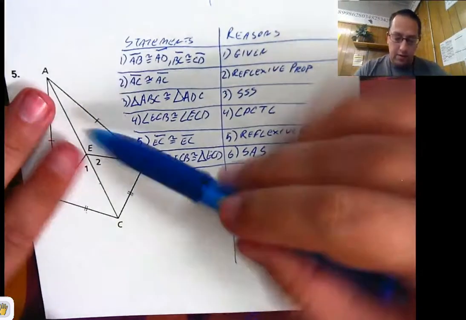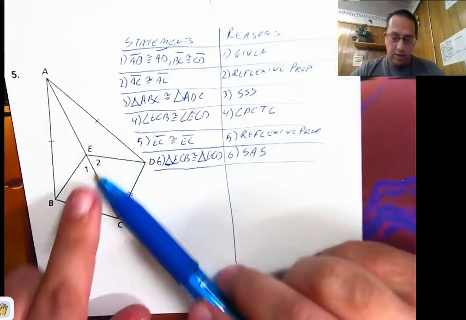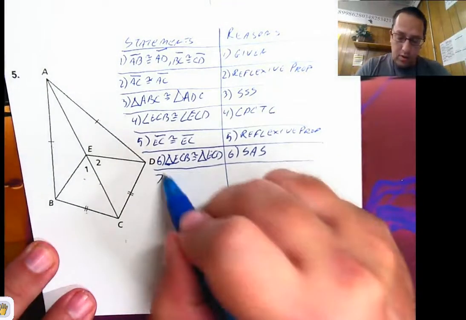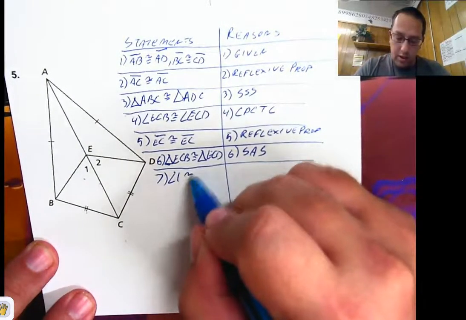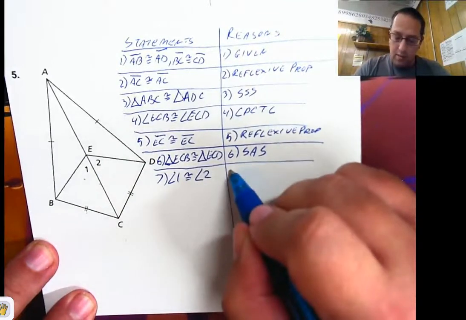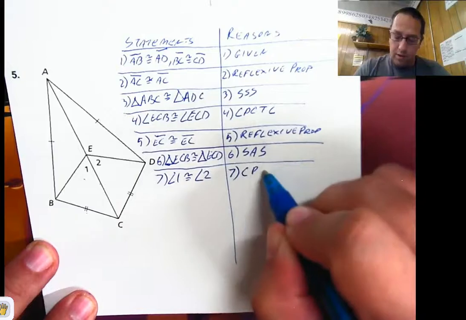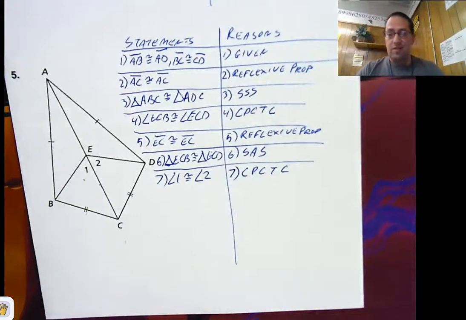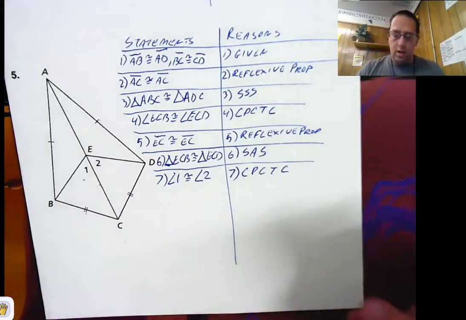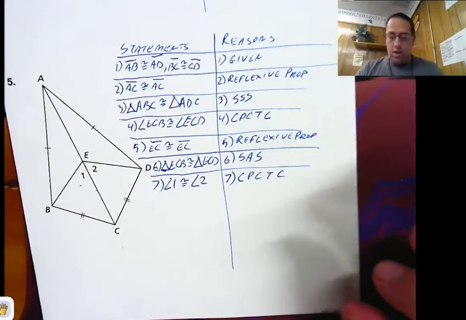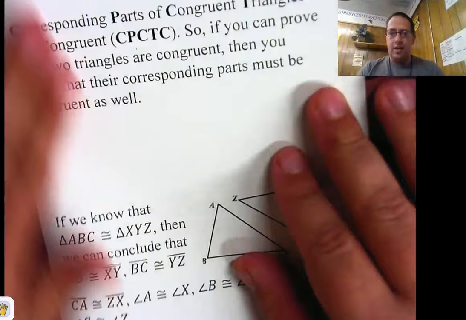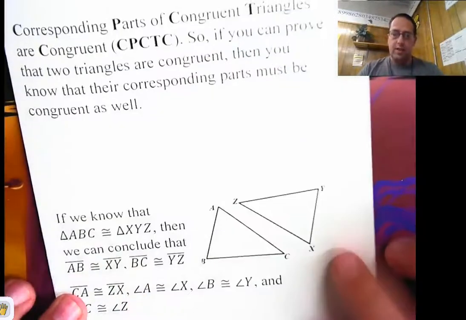And now that I have these two little triangles here congruent to each other, I can show that these two angles that are part of those little triangles are congruent to each other. So step 7, angle 1 is congruent to angle 2 because they are corresponding parts of congruent triangles, and so they are congruent to each other. So that one was a bit involved. Took a little bit more thought on that. But there we go. Corresponding parts of congruent triangles are congruent. That is very important to remember, and it is very useful. So that's what CPCTC says.